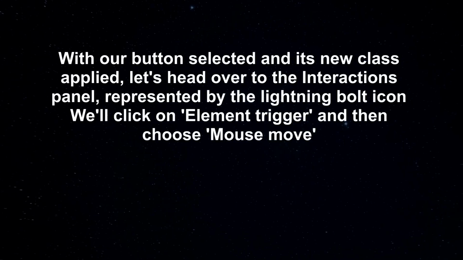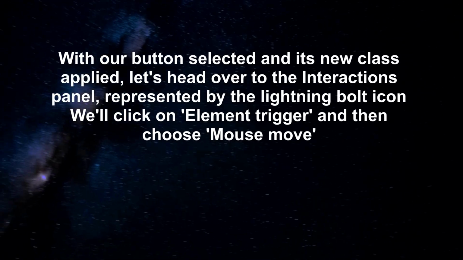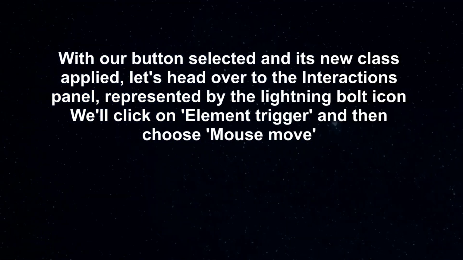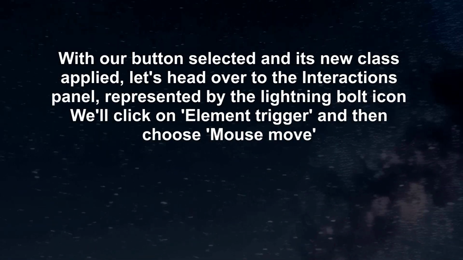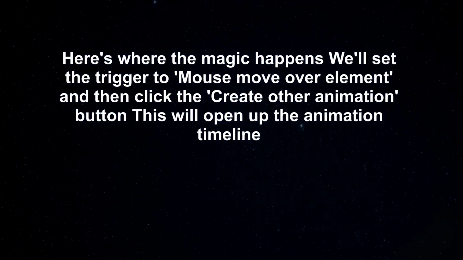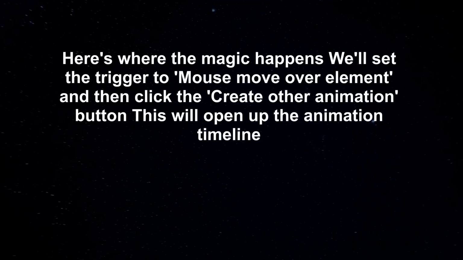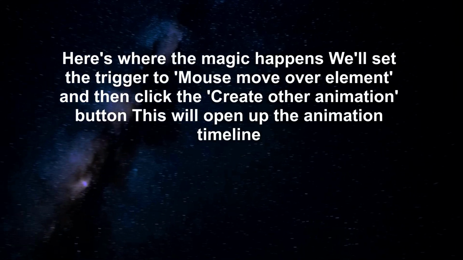With our button selected and its new class applied, let's head over to the Interactions panel. Represented by the lightning bolt icon, we'll click on Element Trigger, and then choose Mouse Move. Here's where the magic happens. We'll set the trigger to Mouse Move over Element, and then click the Create Other Animation button. This will open up the animation timeline.